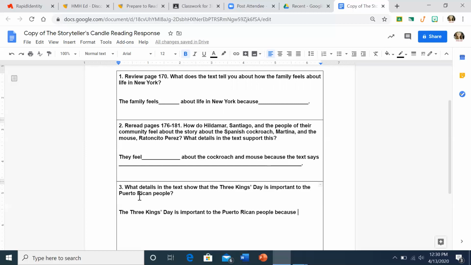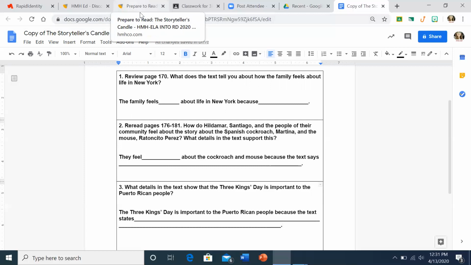The Three Kings Day is important to the Puerto Rican people because the text states, and then this is where you would start writing your text evidence so that you find in the text supporting why the Three Kings Day is important to the Puerto Rican people. Okay, so we've gone through our questions. We've already almost answered half, we have our sentence stem, so we have half of our sentence written. All we have to do is read and fill in the missing pieces, which you will be responsible for.